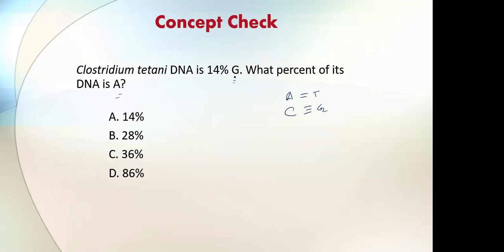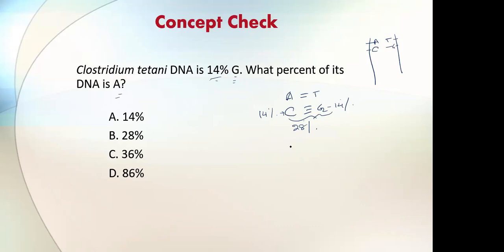So basically these are the two strands. If we have adenine over here, then we have thymine over here, right? So however many adenine there are, there is the exact same number of thymine. However many cytosine there are, there is the exact same number of guanine, right? So if we have 14% guanine, then we have 14% cytosine, right? So these two together give us 28%.